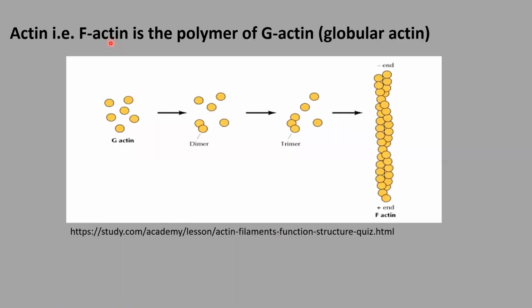Then the I band contains the thin or actin filament. Actin is nothing but F-actin. It is the polymer of G-actin, or globular actin. So these are the G-actin; they polymerize and form the F-actin.